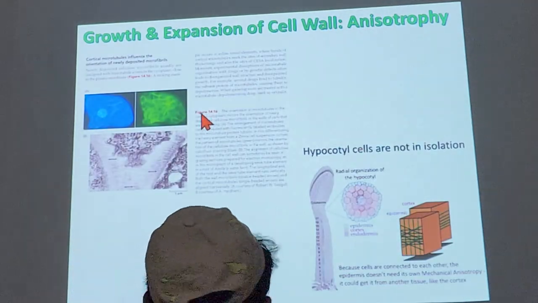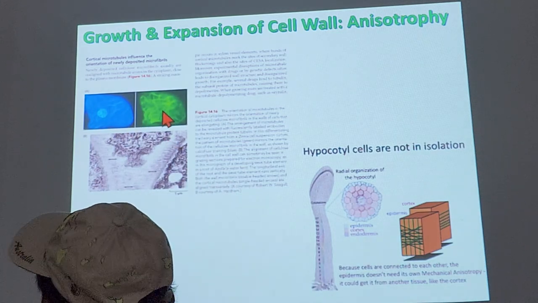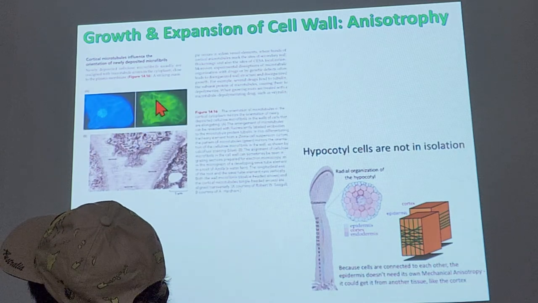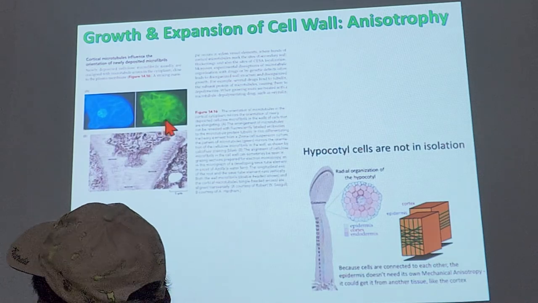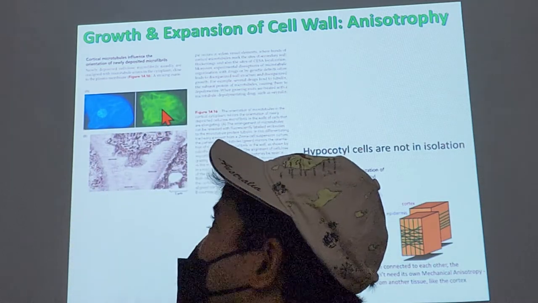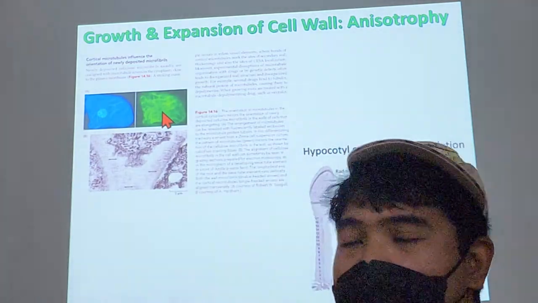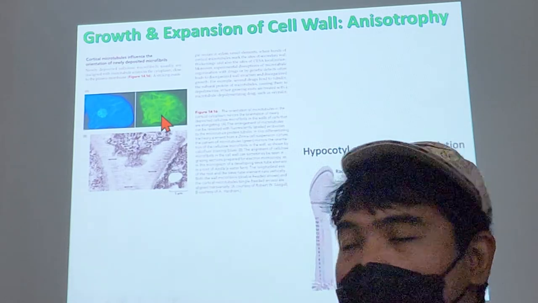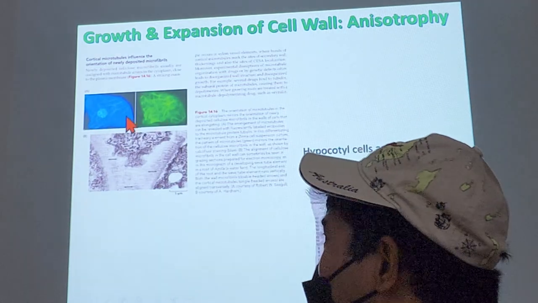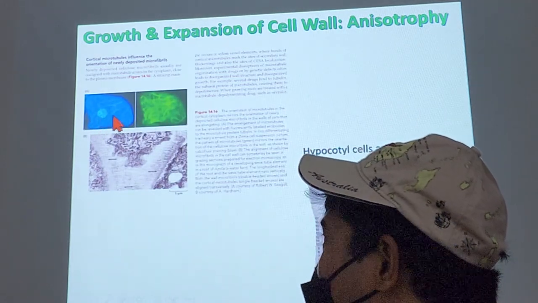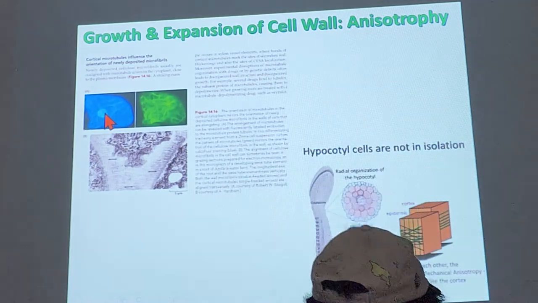Okay. And this has been proven by fluorescence microscopy. So A here, actually this image should be first. This green here is the microtubule that has been labeled with a special dye, so it fluoresces green. And this blue here, you cannot see the same pattern, right? Actually, this is not microtubule. This is actually, can you see it?